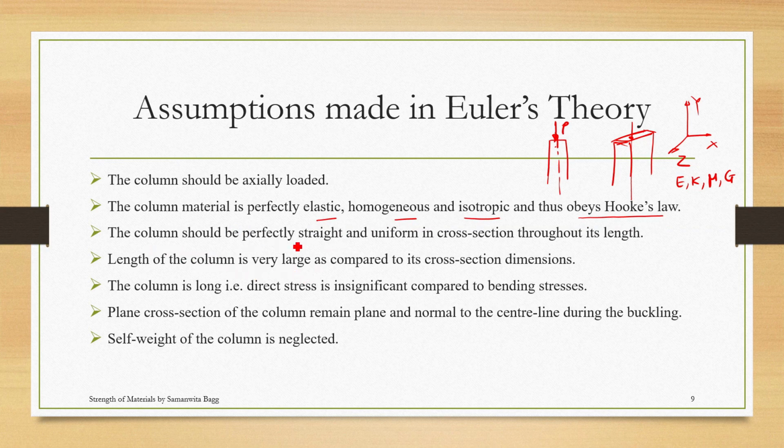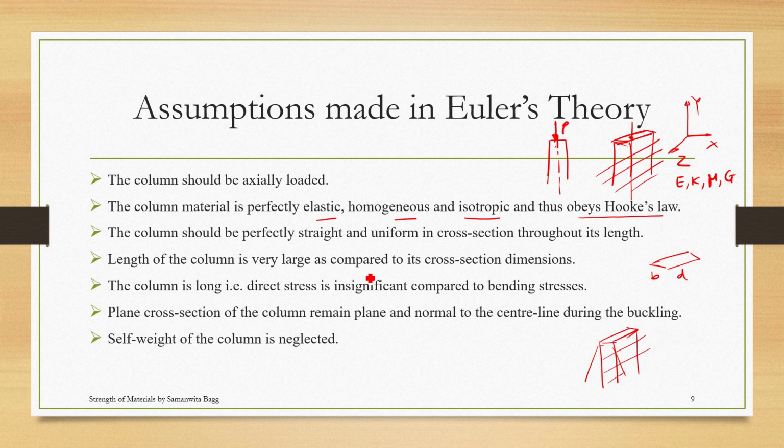The column should be perfectly straight and uniform in cross-section throughout its length. That is, your entire column is going to have a cross-section of B by D. As I have shown you, this B by D at any section is going to have the same number. There will be no change in the values of B and D, which means your column will not be something like this, a tapered form. It has to be completely erect, straight, and the dimensions will be the same in every cross-section.